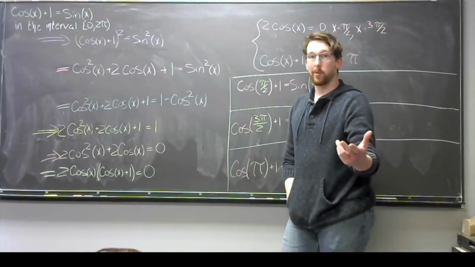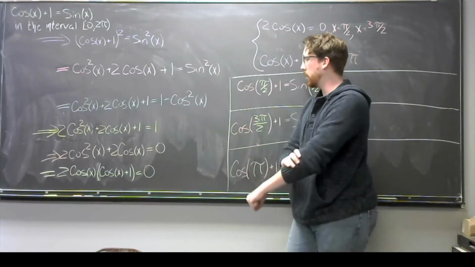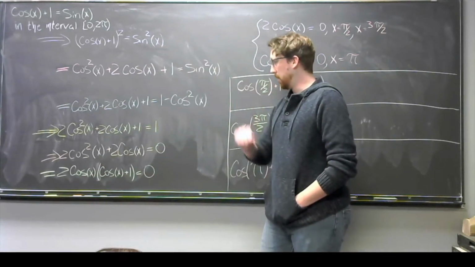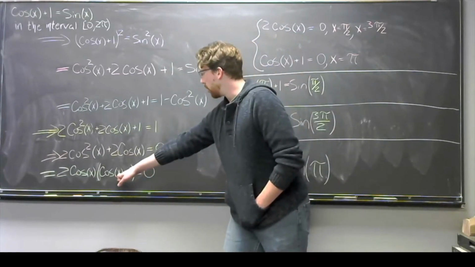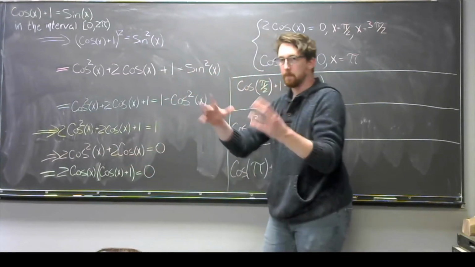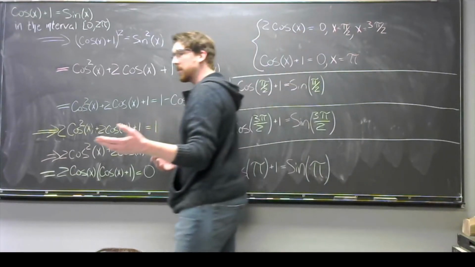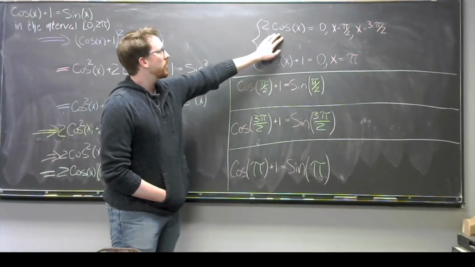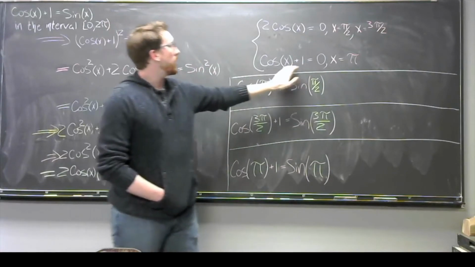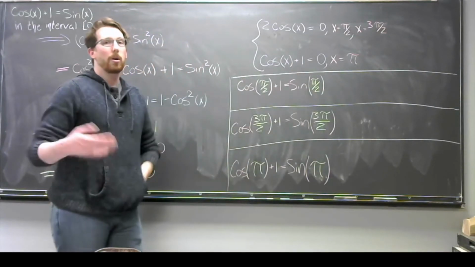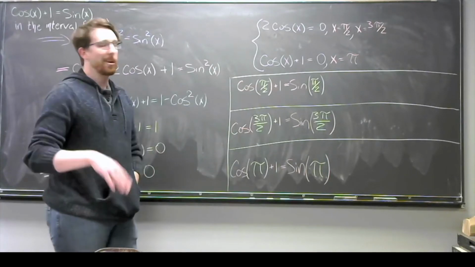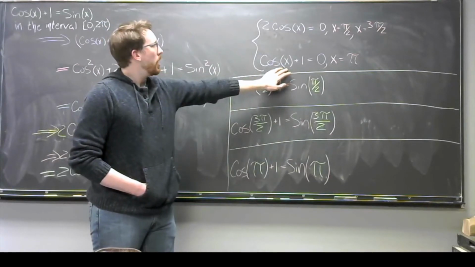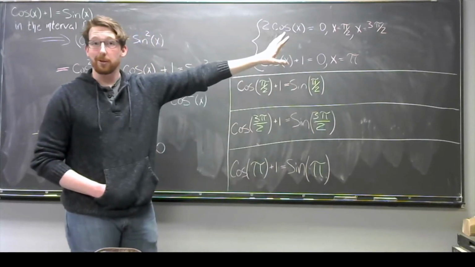Well, we can factor that out. We can pull out a 2 cosine. When we do that, we've got 2 cosine x times the quantity cosine x plus 1 is equal to 0. Well, if it's equal to 0, then that means either 2 cosine x is equal to 0, or cosine x plus 1 is equal to 0. We've solved a bunch of these problems now, so I'm not going to go through how to solve these two parts. Instead, I'm just going to give you the solution to those two parts.